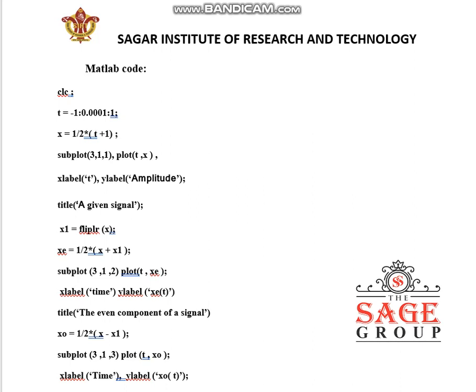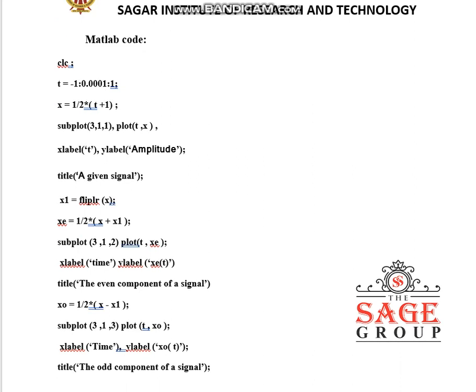Now for finding the folded version of the signal, the MATLAB command used is fliplr. So x1 is the folded version of signal x, which is given by fliplr of x. Now according to the formula, the even component xe will be given by half into x plus x1. Now for plotting the even component, I will use the command subplot(3,1,2). This even component will be accommodated in position 2 of the figure window. Now plot(t, xe), xlabel time, ylabel xe(t), and the title given will be the even component of a signal.